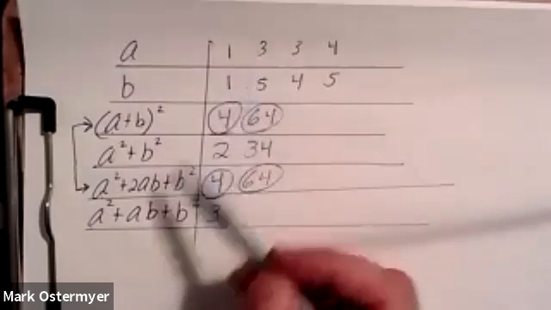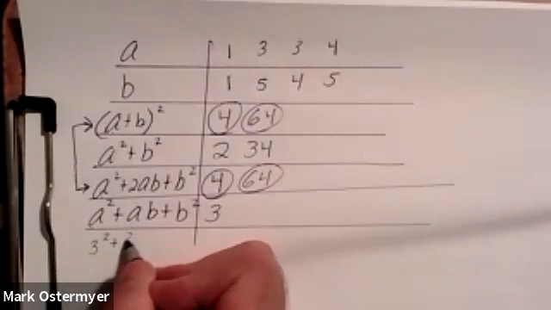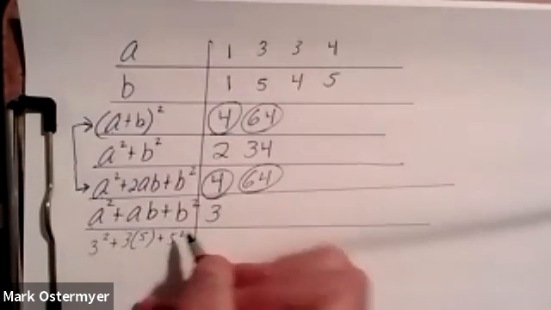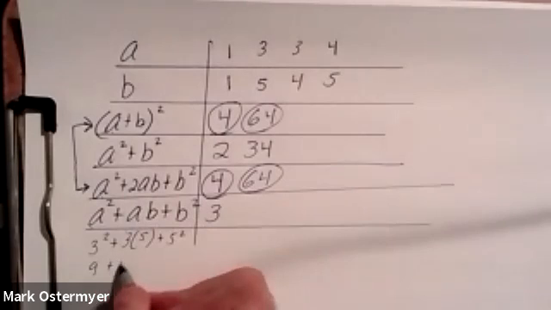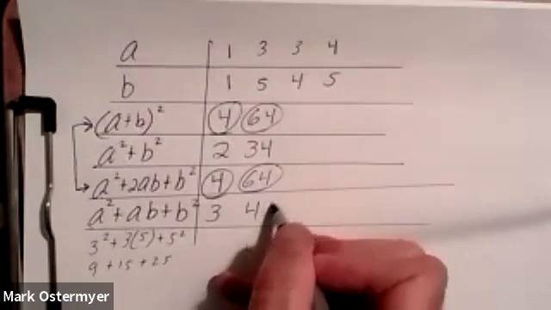And one last one, replace A with 3 here. So you have 3 squared plus 3 times B, which is replaced with 5, plus 5 squared. It's going to be 9 plus 15 plus 25, which is going to net us with what? 49? 49.